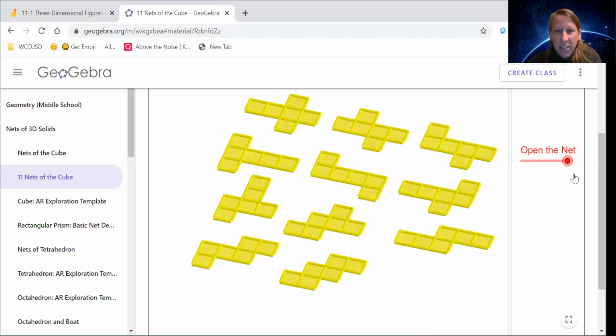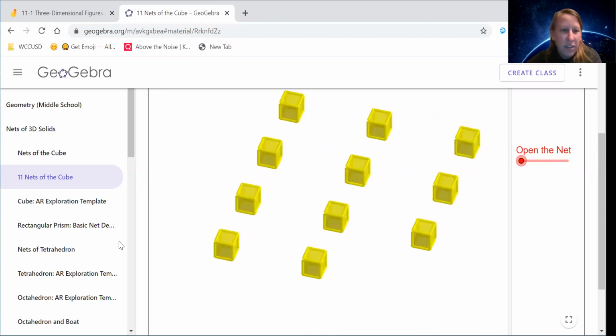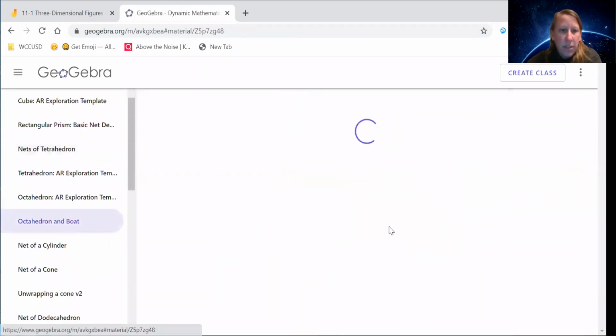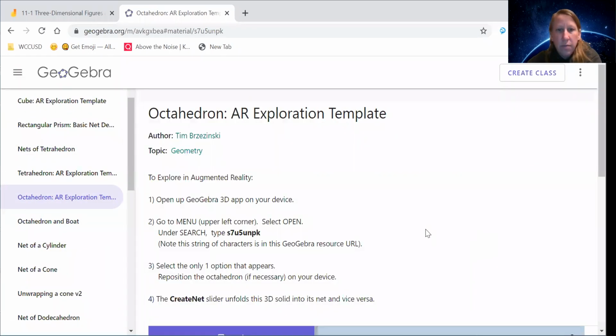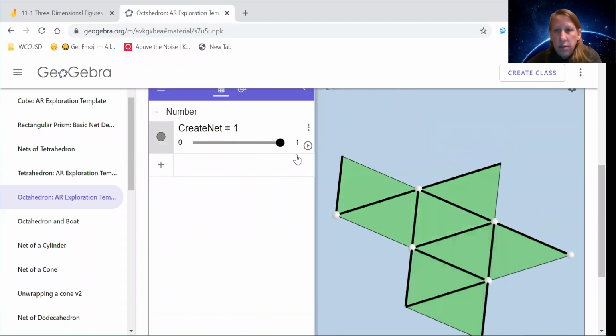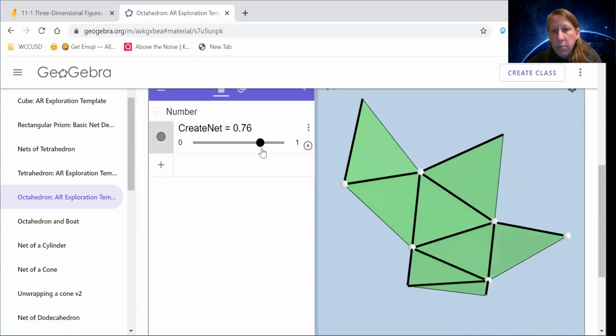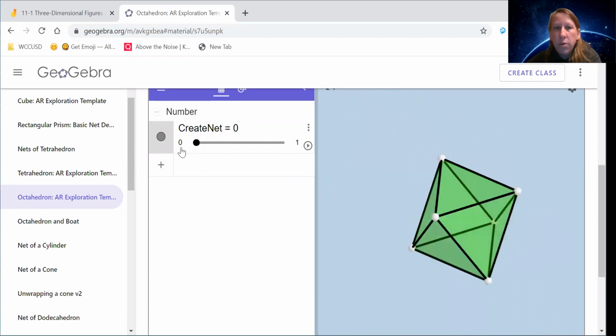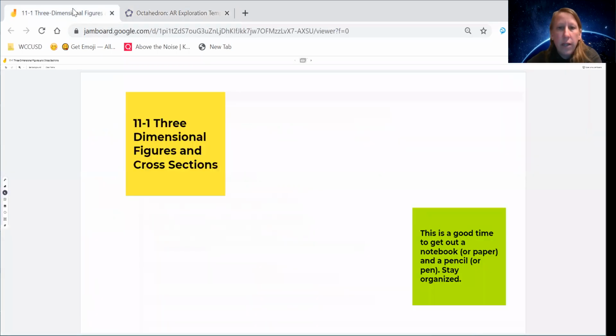All these different nets make a cube. It's kind of fun. This one, oh, I like that one. This one. So I hope that you look at some of those videos and things that I've posted and enjoy and play around a little bit.